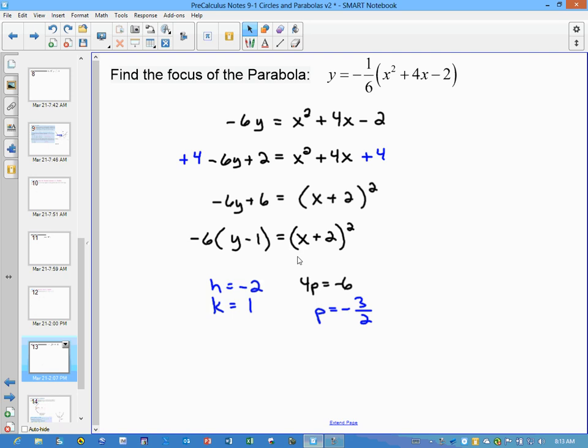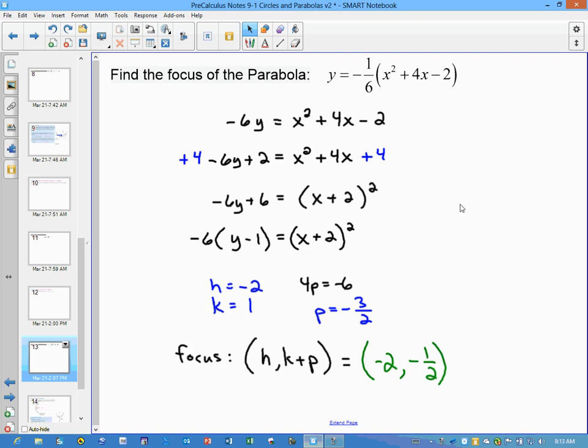And again, since this is y equals x squared, this is a vertical model, up or down. The negative represents down. So I take this point, negative 2 comma 1, and I go 3 halves units down, so 1.5 units down, and that'll give me negative 2 comma negative 1 half as the coordinates of the focus.